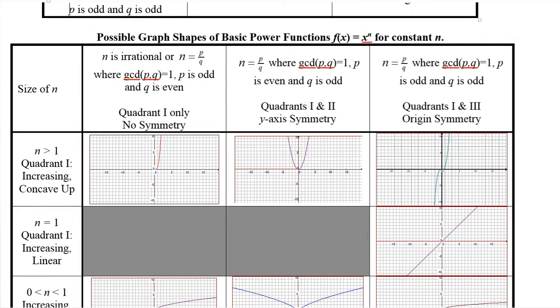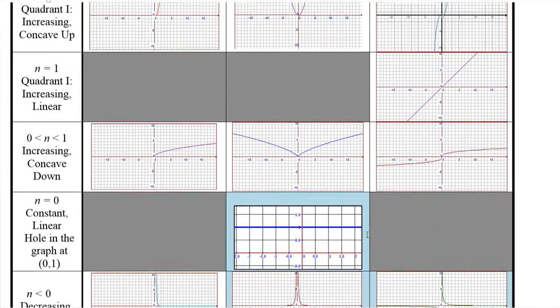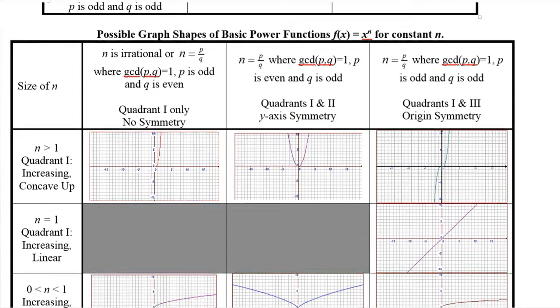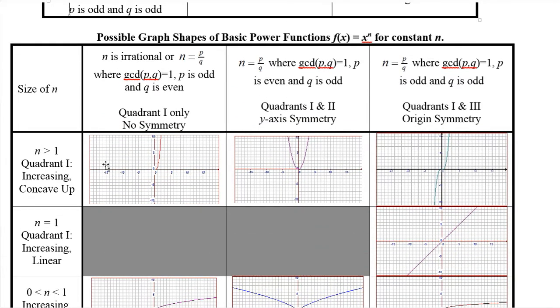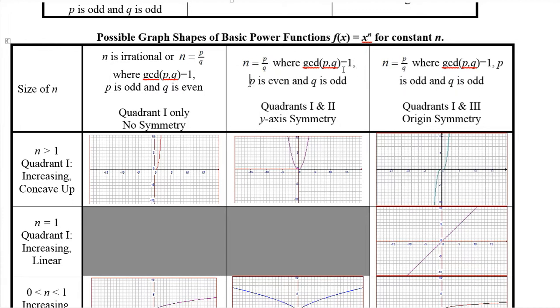So when you put all this together, here are the basic shapes. I think there's 11 of these basic shapes you come up with. All of these with n bigger than 1 are increasing and concave up in the first quadrant. And if it is irrational or a power odd over even, then it's quadrant 1 and that's it. So notice that's continuous.